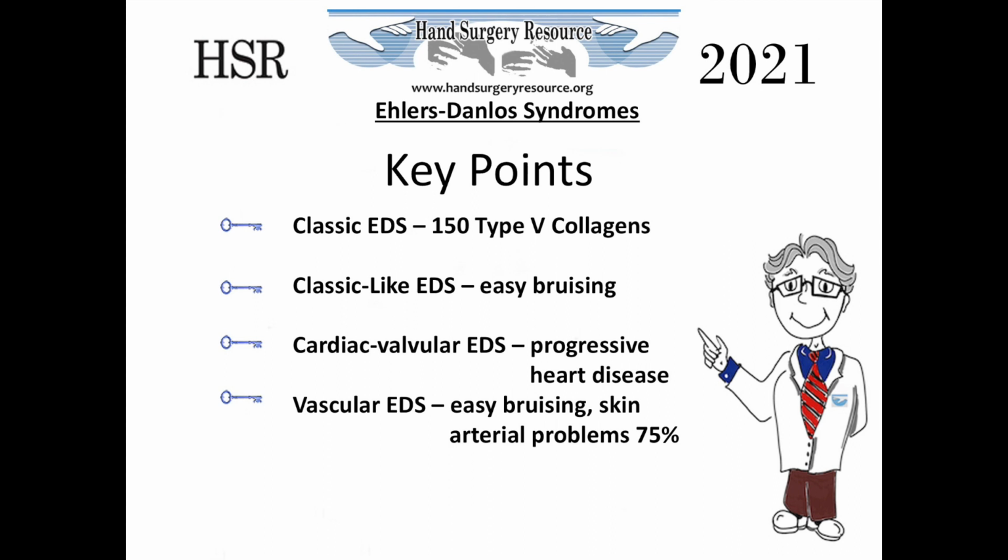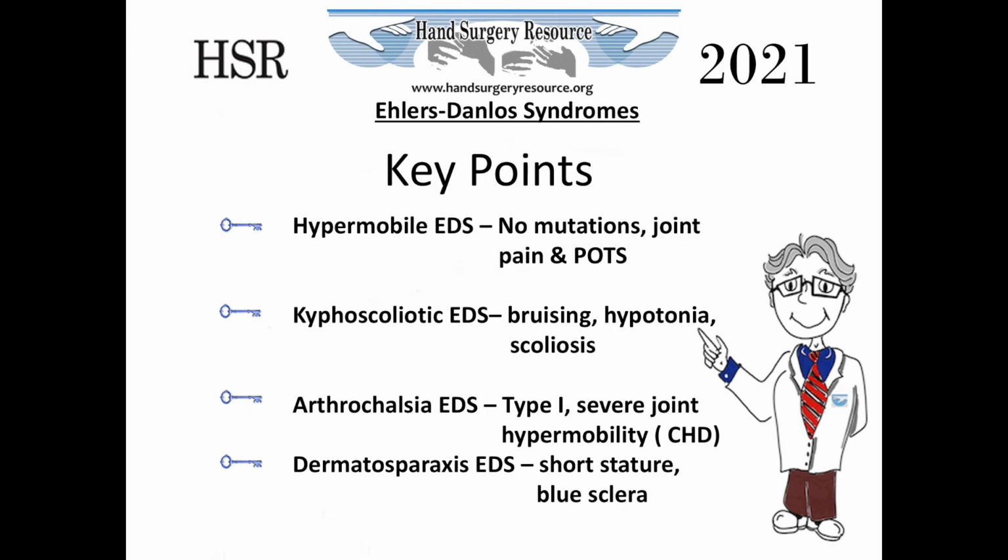Vascular Ehlers-Danlos syndrome is characterized by easy bruising, lobeless ears, thin, transparent, translucent skin, and arterial problems. 75% of these patients will experience a major complication, such as an arterial rupture, by age 40. Further key points include the fact that hypermobile EDS is unique because no genetic mutations have been identified for this type of Ehlers-Danlos syndrome. These patients also have considerable joint pain and demonstrate postural orthostatic tachycardia syndrome, so-called POTS.